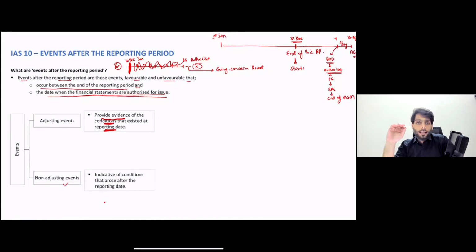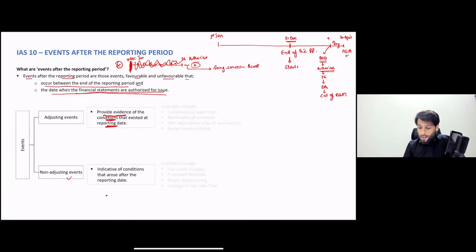Now, IAS 10 does not give you a list of which events should be known as adjusting events or non-adjusting events. It's not a listing scenario. Rather, IAS 10 gives you the principle and requires you to use your own judgment and conclude what types of events can be called adjusting or non-adjusting events. However, IAS 10 does give you some examples. I'll share those examples which are already there in the accounting standard.